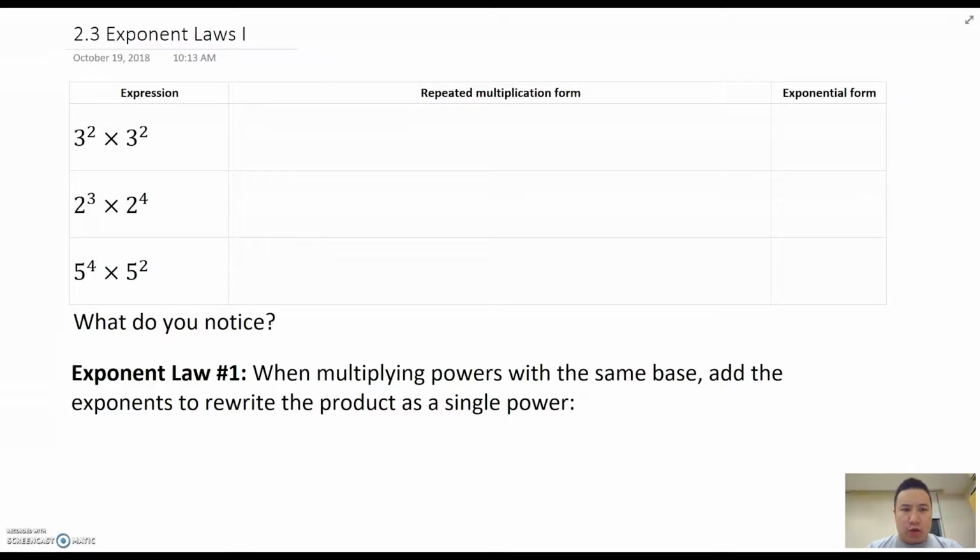Okay, so we are going to look at some exponent laws. Now we're going to break up this lesson into two parts. So the first thing we're going to do is take a look at these expressions. On your notes, I've already typed everything out for you. We just have to fill in the blanks.